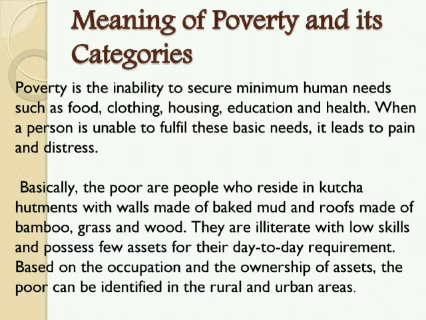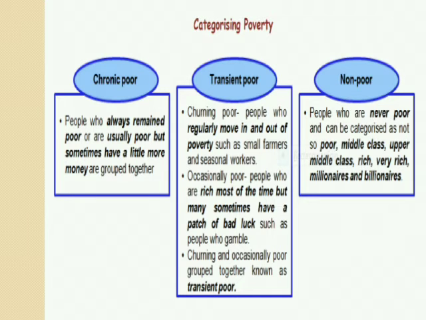Basically, the poor are people who reside in kacha hutments with walls made of baked mud and roofs made of bamboo, grass, and wood. They are illiterate with low skills and possess few assets for their day-to-day requirements. There are three categories under poverty: chronic poor, transient poor, and non-poor. Chronic poor: people who always remain poor, or usually poor but sometimes have a little more money, are grouped together.